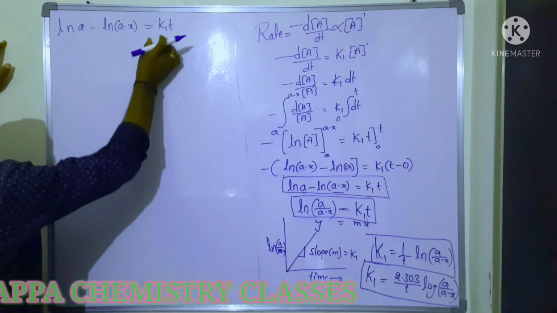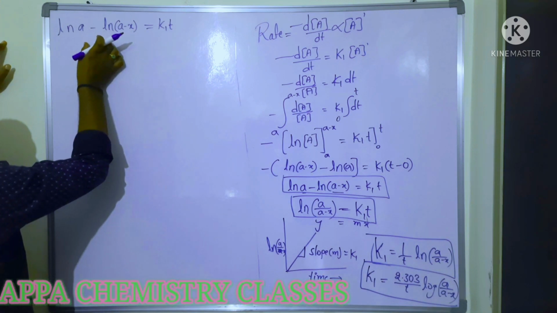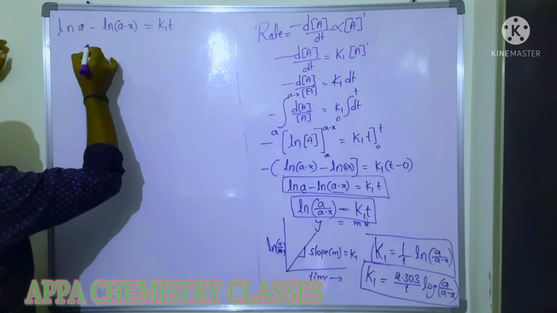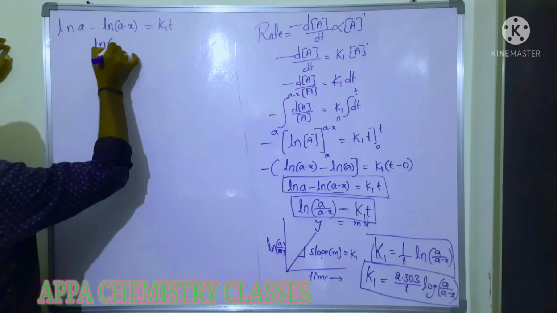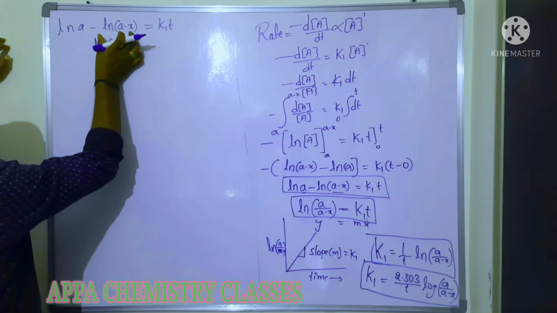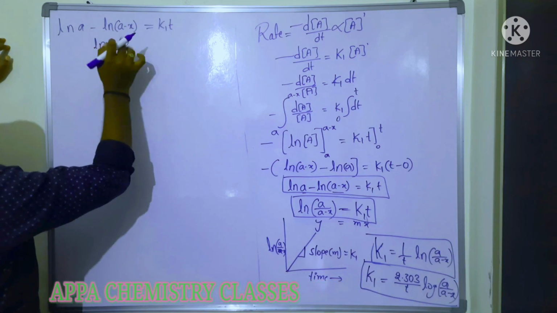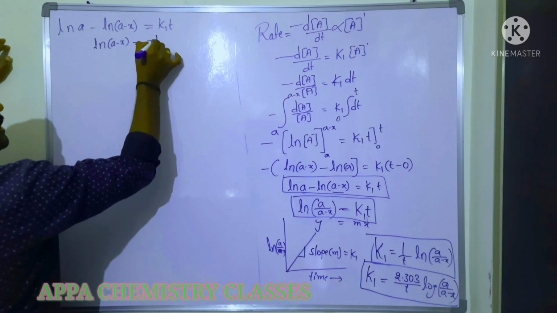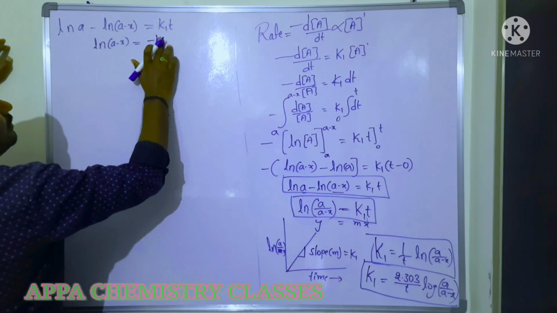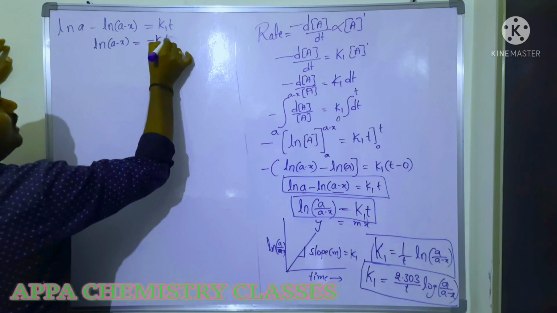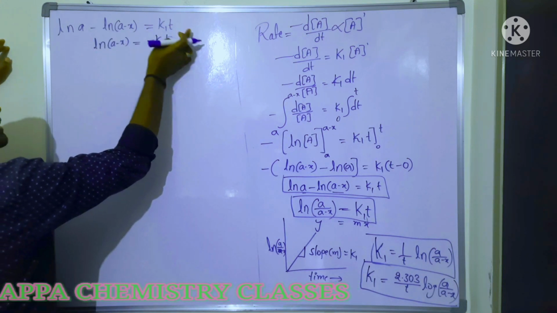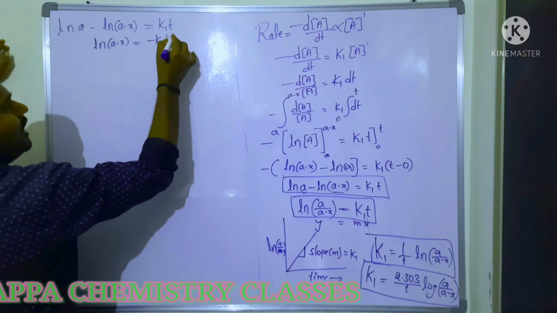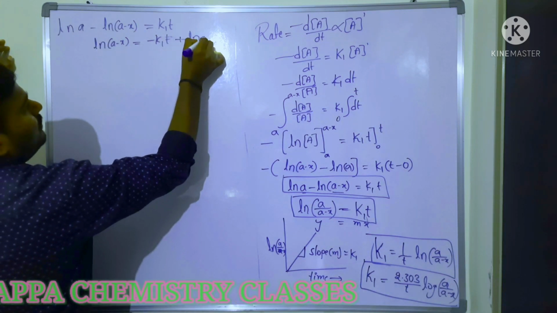What I am doing: k1t plus k1t, I am taking this side, minus ln of (a minus x) I am taking that side. Then what happens right here? So ln of (a minus x) will go to that side and it becomes plus. Minus k1t, it is taking this side, this is going here. So plus ln a will be as it is.